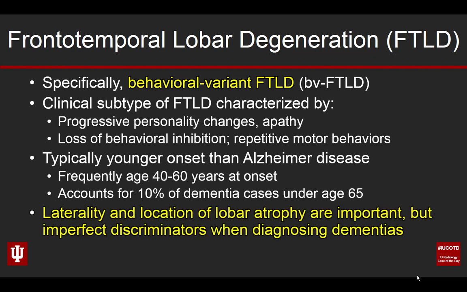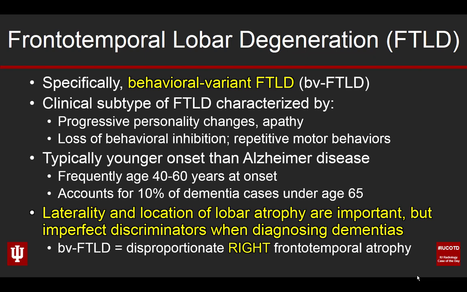Something to keep in mind is that the laterality and the location of the lobar atrophy are really important discriminators when diagnosing the different dementias. It's an imperfect system. Nothing's ever 100%, but whenever you're approaching a dementia patient, try to figure out where it looks like they have atrophy, which lobes, is it left side predominant, is it right side predominant, and those can be helpful discriminators when trying to tease out different types of dementia.